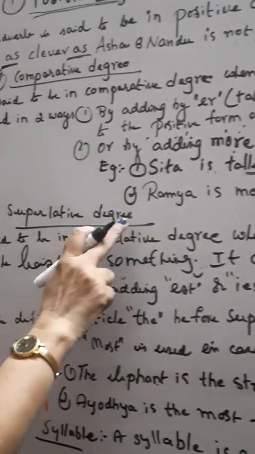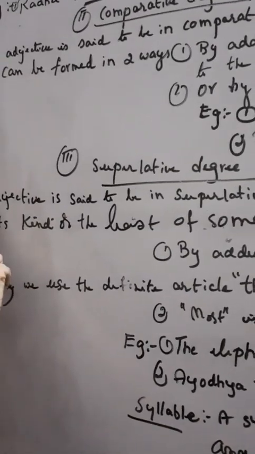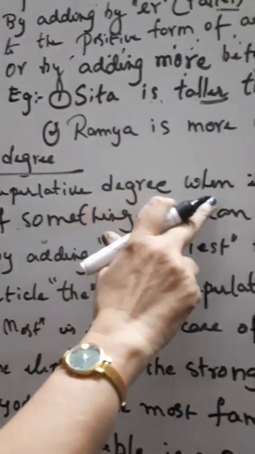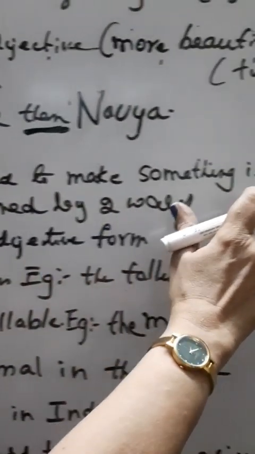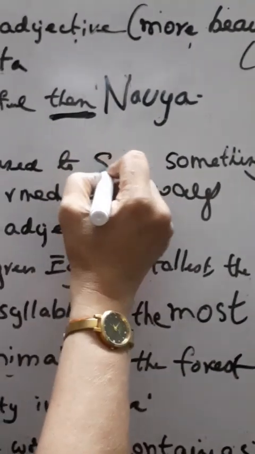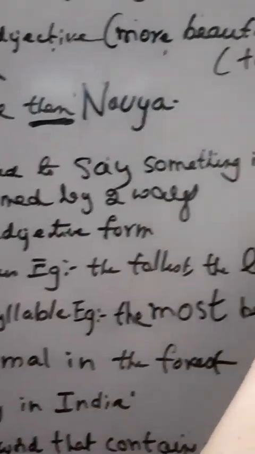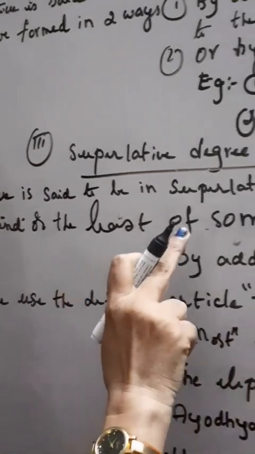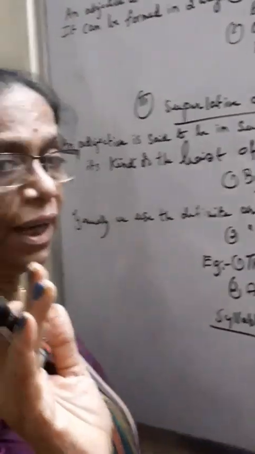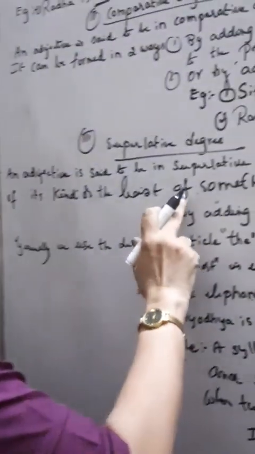Now, what is superlative degree? An adjective is said to be in superlative degree when it is used to say something is the best or highest of its kind, or the least of something. Little, less, least. Least of something.